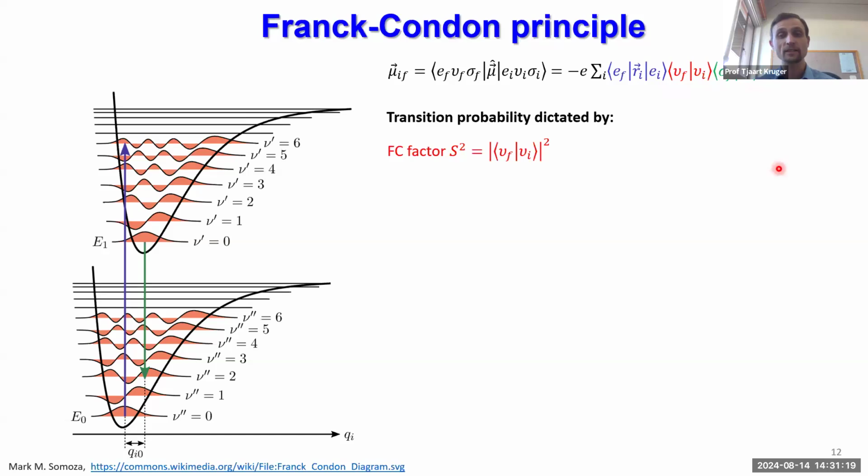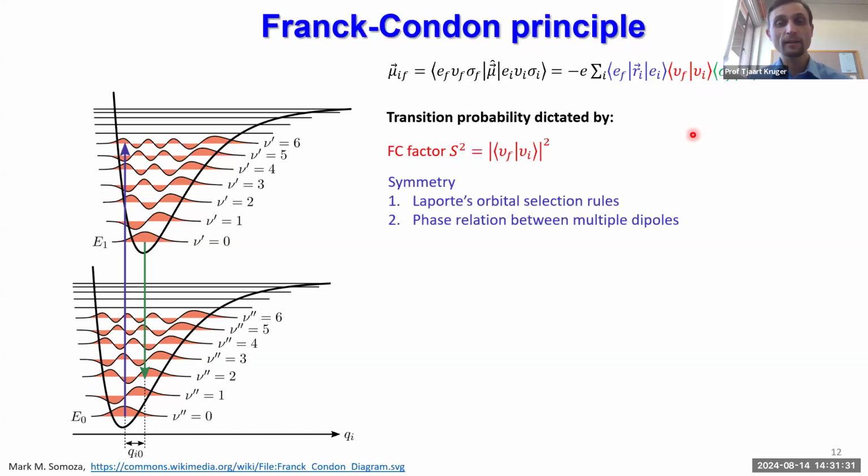Okay, so the transition probability is dictated by, firstly, the Franck-Condon factor, which is the modulus squared of this term in red. And then there are also symmetry considerations that we have to take into account. So firstly, Laporte's orbital selection rules, which I'm not going to go into detail, and then also phase relationship between multiple dipoles, which I've illustrated in the previous slide. If they're exactly out of phase, you have no dipole strength. If they're in phase, you get an enhancement, which is also called superradiance. Okay, and then we also have the spin selection rules, and that depends on the multiplicity. So these transitions must be to a state with the same spin multiplicity. For example, if you start in a singlet state with a total spin of 0, then the transition must be also to a singlet state.